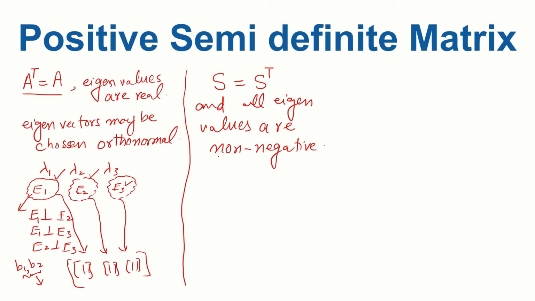There are a lot of properties that positive semi-definite matrices inherit from symmetric matrices. For example, orthogonal diagonalization. The other properties are these. S can be written as some matrix times its transpose. If the matrix is positive semi-definite, the matrix can be decomposed into a matrix times a matrix transpose. Although this decomposition is not unique, a matrix can always be decomposed in this way.